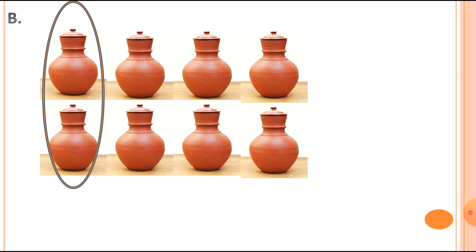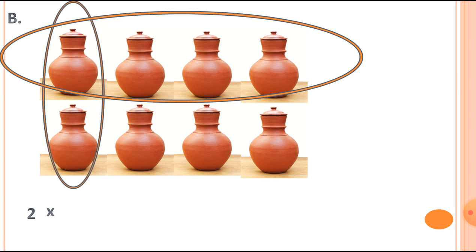First of all, we are taking the standing line. How many pots in the standing line? So there are 2 pots in the standing line. Then we are counting how many pots in the sleeping line. Let's count. 1, 2, 3 and 4. So there are 4 pots in the sleeping line, and the total is equal to 8. So we can write that 2 4s are 8. So in total this is 8 pots.